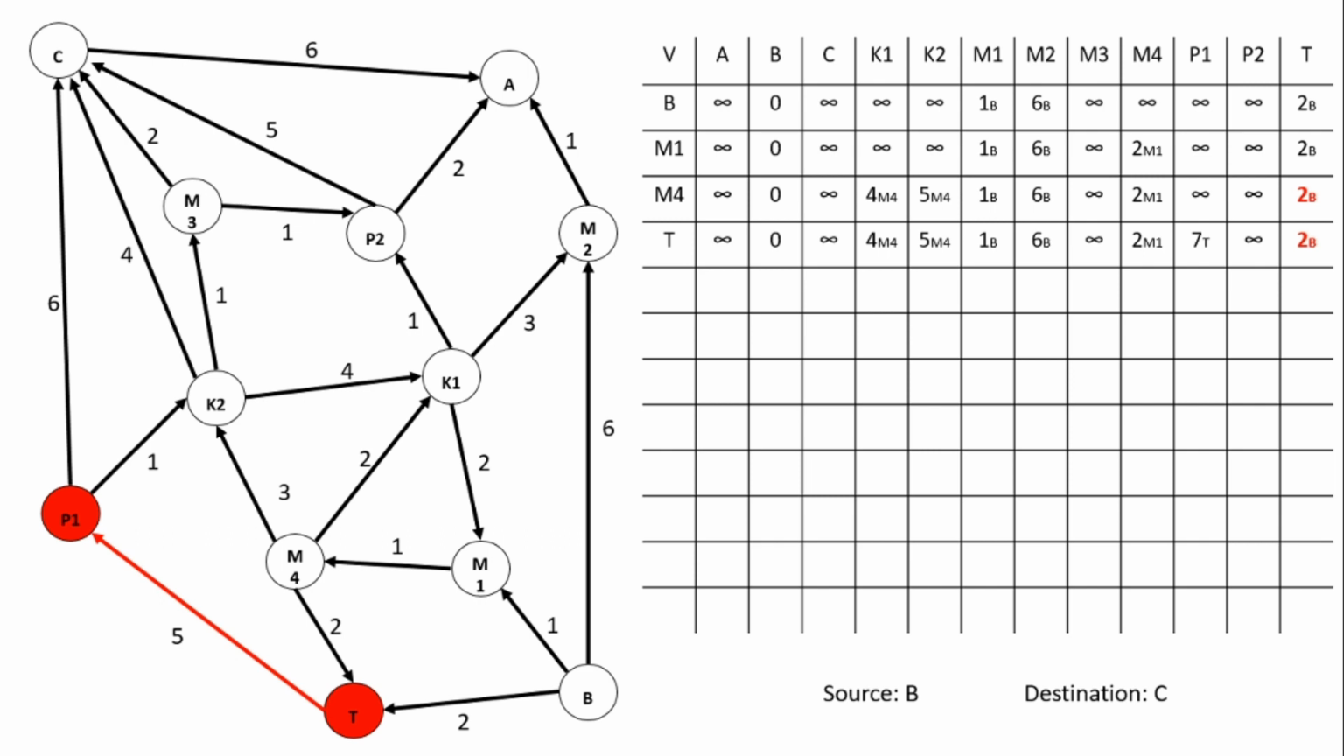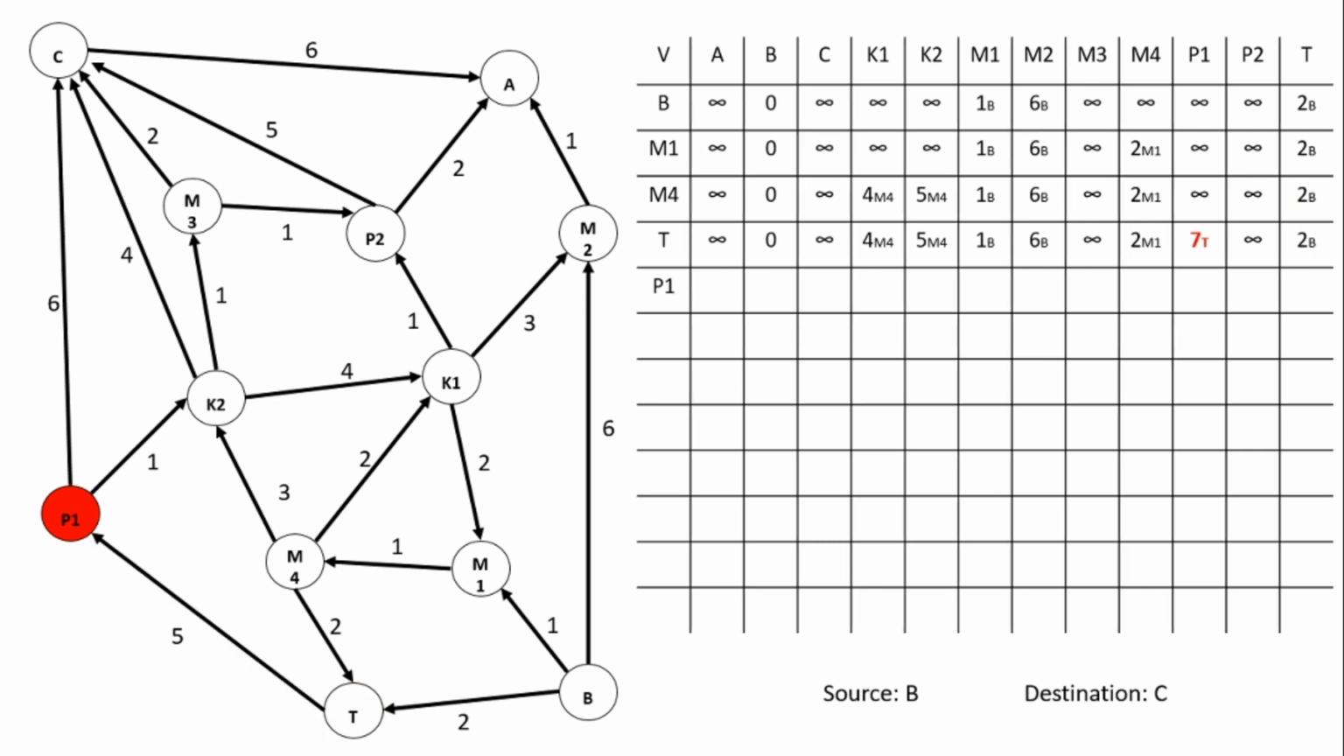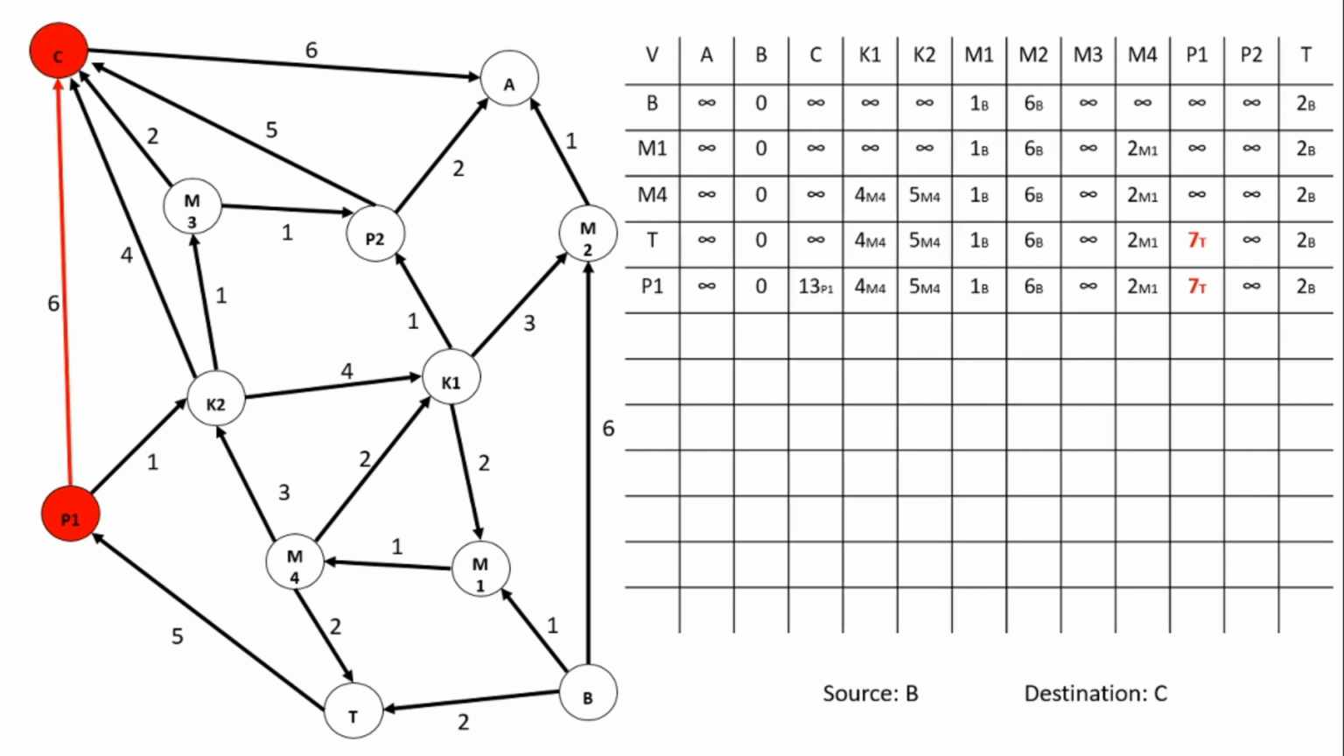Next, take P1 as the visited vertex. So visit the reachable vertex in a natural order. So let's first visit vertex C. So P1 will be added to vertex C. Then we will have a total distance of 13 coming from P1.